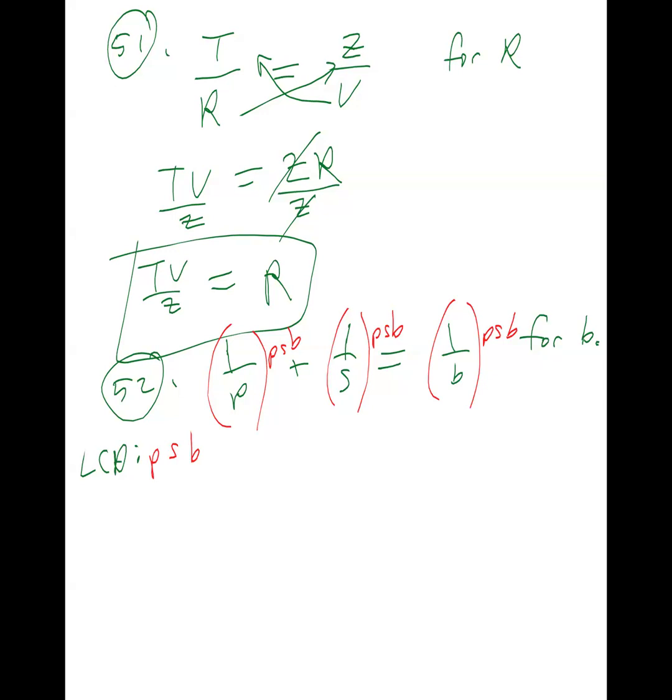PSB, that's the LCD, because there's one denominator with a P, one with an S, and one with a B. So if you were jealous of them, you'd want them all. So basically the LCD is PSB. Then you have to multiply every term by the LCD. So you multiply every term by PSB. Now we're ready to cancel. So what cancels from the first fraction? The P's cancel. What cancels from the second fraction? The S cancels because it stands for second. And on the third fraction, B cancels because it stands for third.